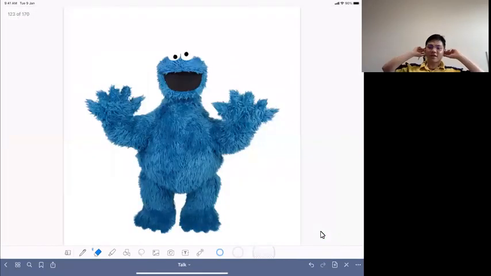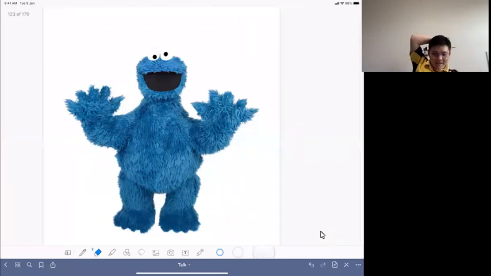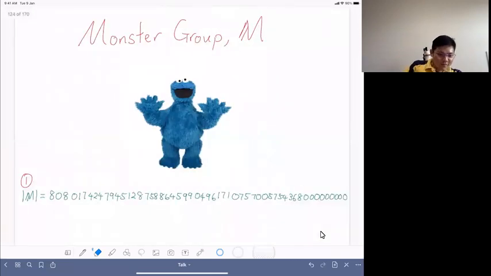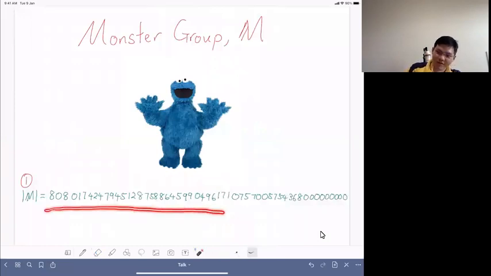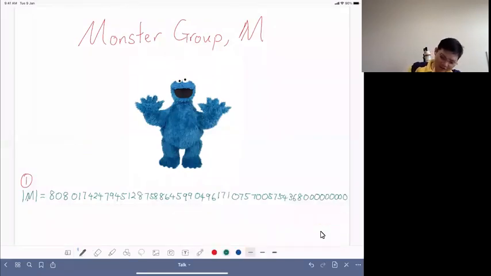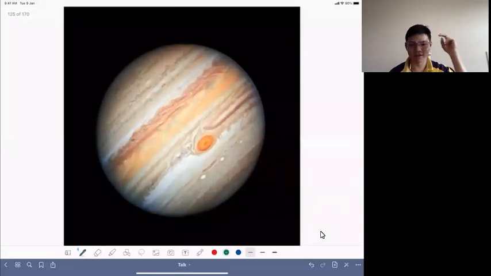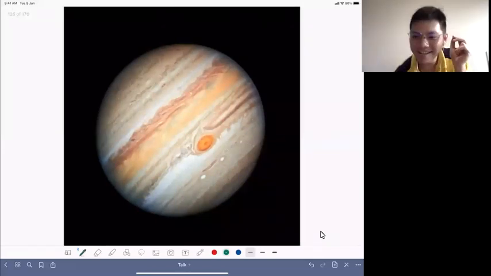So today we will talk about the monster. Why is it called monster? This is the element inside our monster group, this is the number of elements, the order of our group. It's around 8 times 10 to the power of 53. You may not know how big it is. It is about the number of particles on Jupiter.